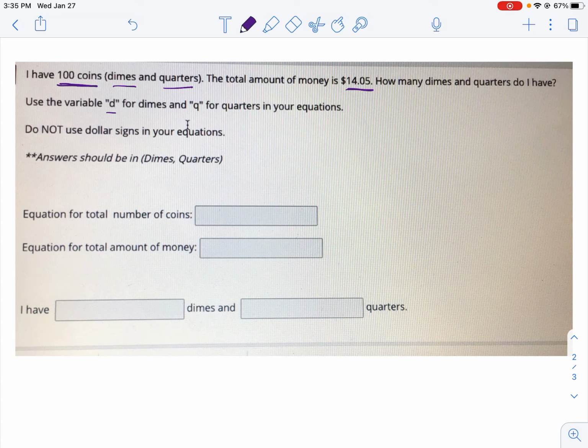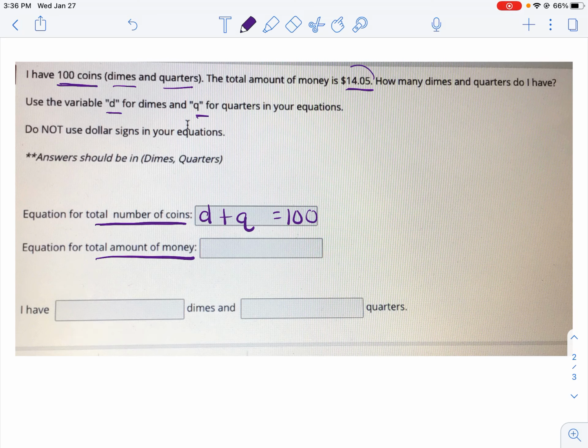We're going to use the variable D for dimes and Q for quarters. We're not going to use dollar signs in our equations, and our answers are going to be in dimes and quarters. So we have to first think about an equation for the total number of coins. Well, I have a total of 100. I know that. But what makes up that 100? Well, some dimes and quarters. So some D plus Q. Some dimes plus quarters gives me 100 total coins.